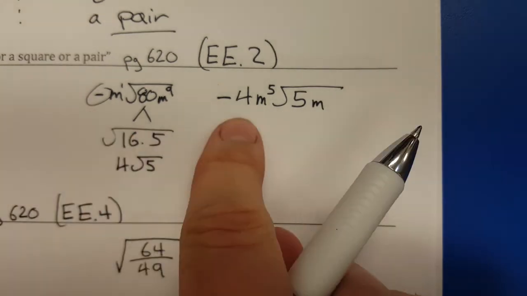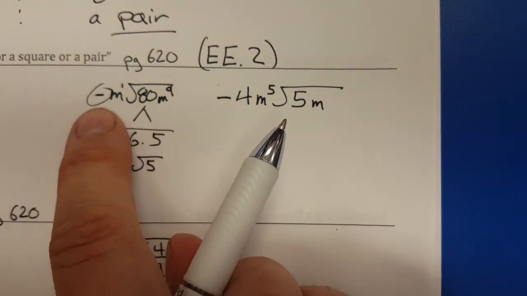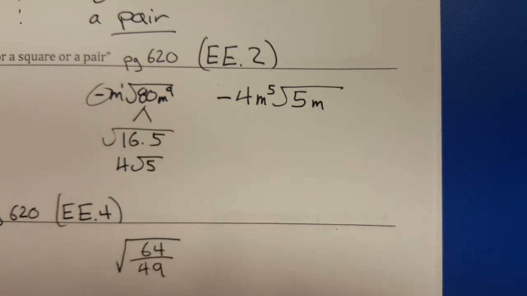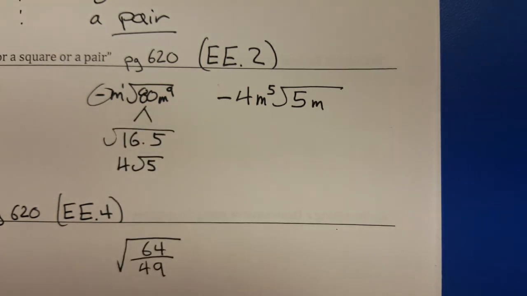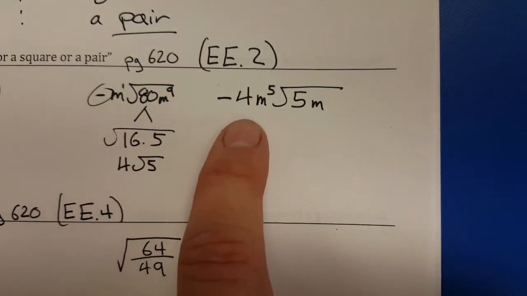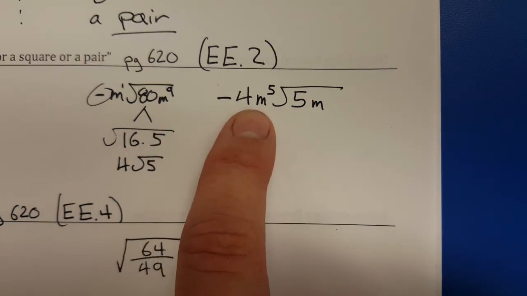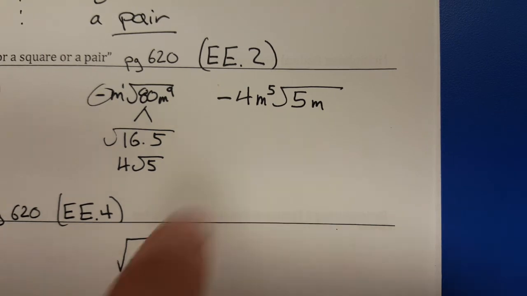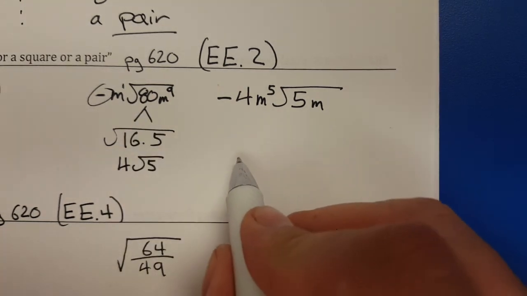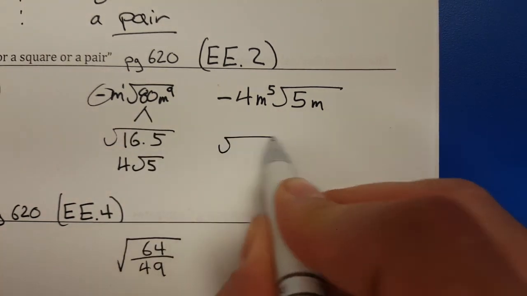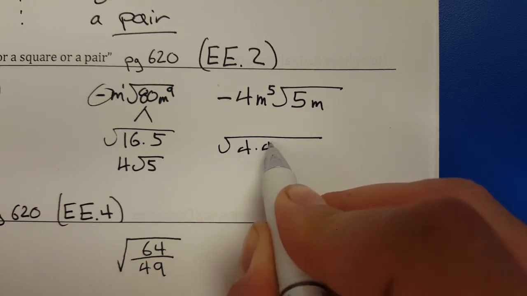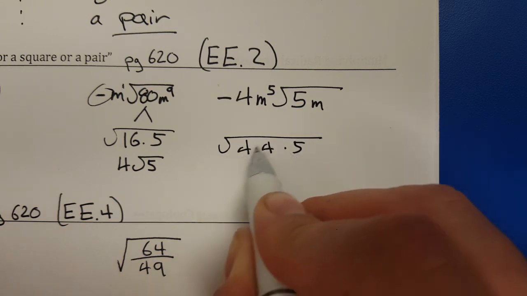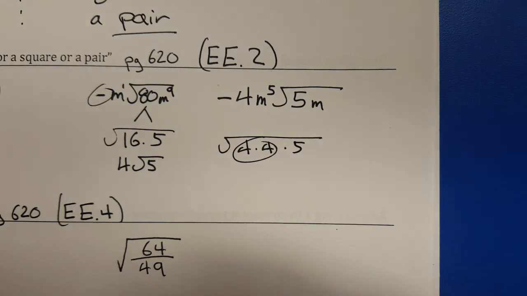You're not going to see that a lot, but just in case you do have a negative on the outside, don't worry about it. If you have a negative on the inside, you shouldn't even be able to do it in the first place. So again, that's it. See what makes it out, see what stays. When it comes to variables, pairs make it out, leftovers stay. Same thing with the numbers. If I broke down 80 even further, that's 4 times 4 times 5. There's the pair, and then there's the lone wolf that stays.